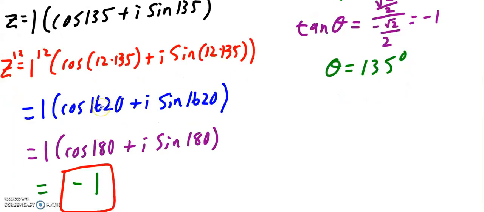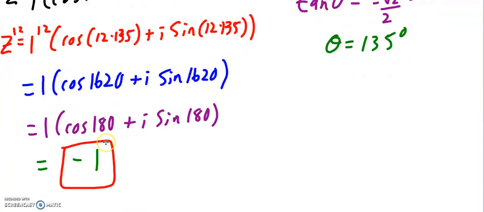But again, in terms of finding coterminal angles, if I just keep subtracting 360, I realize that 1620 and 180 degrees are coterminal angles. The cosine of 180 degrees is negative 1. The sine of 180 degrees is 0. So when I convert this back to standard form, I end up with just negative 1. Or like I said, negative 1 plus 0i would be acceptable as well.